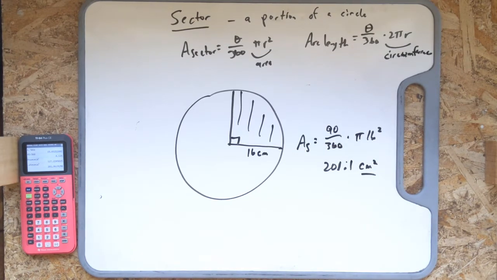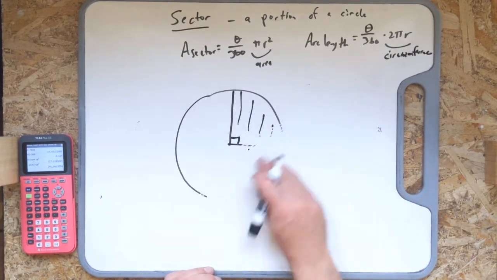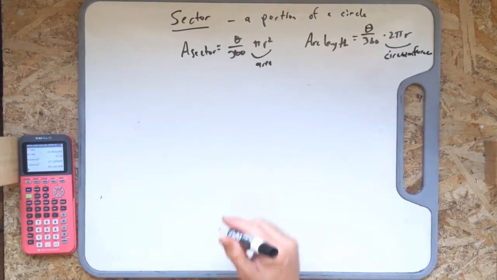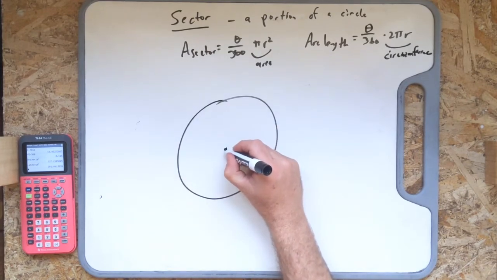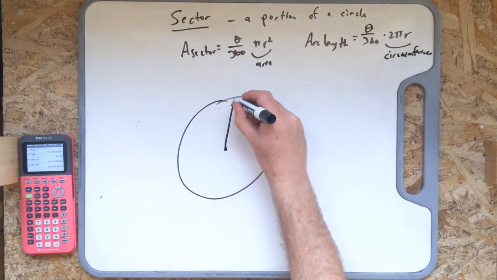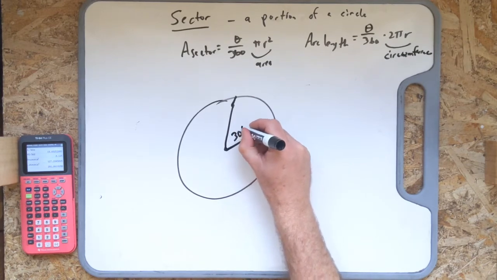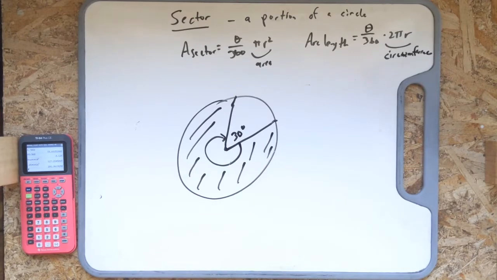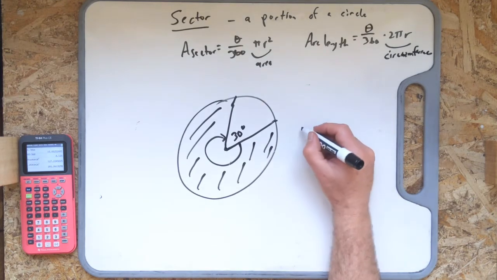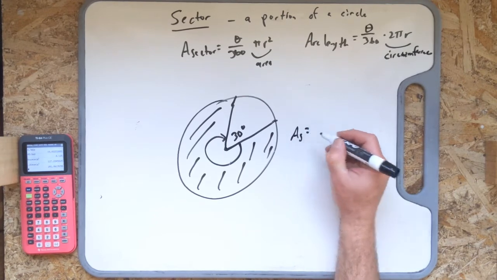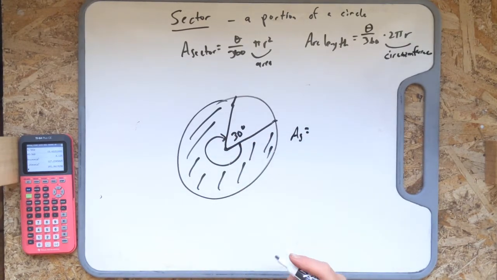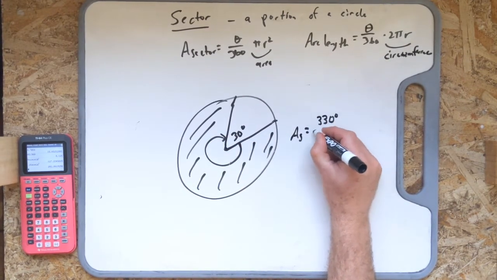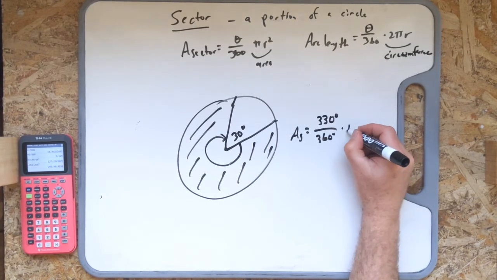Okay, we'll do one more. Okay, another circle. Make it a little more complicated. This time I want you to find the area of the large part of the sector here. Okay, pause the video, try that. Okay, if you got an answer, this time my area is 360 minus 30 is the angle I'm dealing with, 330 degrees, divided by 360 degrees times pi.